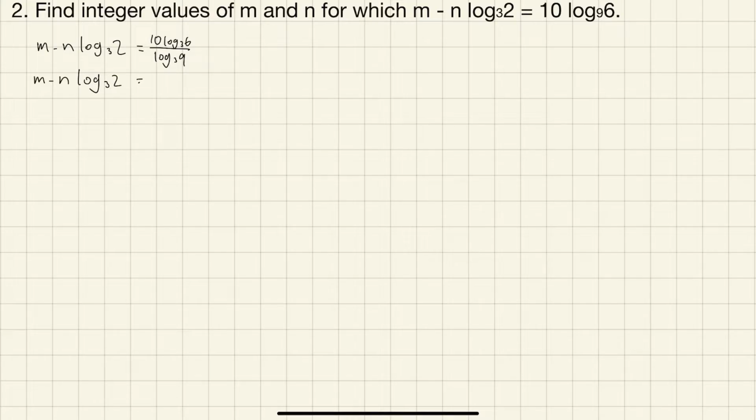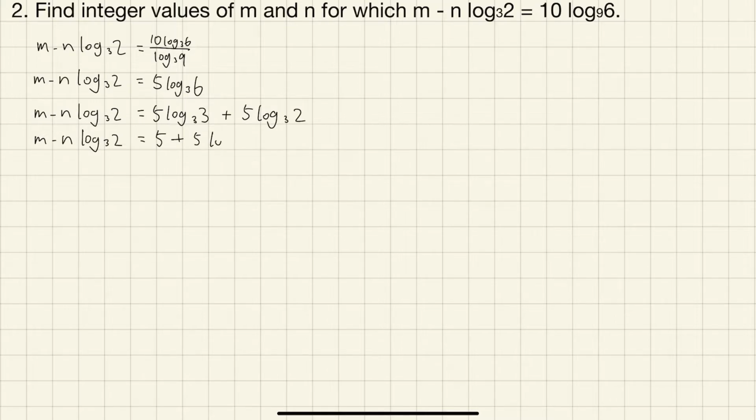With that in mind, the equation can be rewritten into m minus n log base 3 of 2 is equal to 5 log base 3 of 6. For the next step, we'll use the product rule to rewrite 5 log base 3 of 6 as 5 log base 3 of 3 plus 5 log base 3 of 2. We can tell that log base 3 of 3 is 1, and therefore m minus n log base 3 of 2 is equal to 5 plus 5 log base 3 of 2. Hence, our m value will be 5, and our n value will be negative 5.